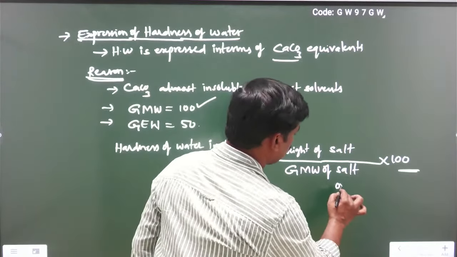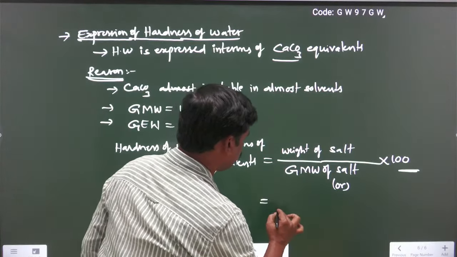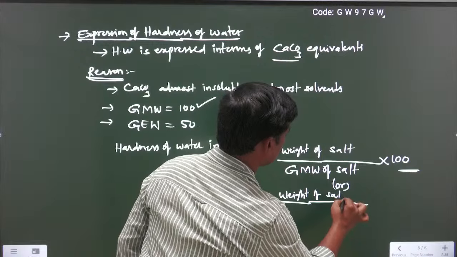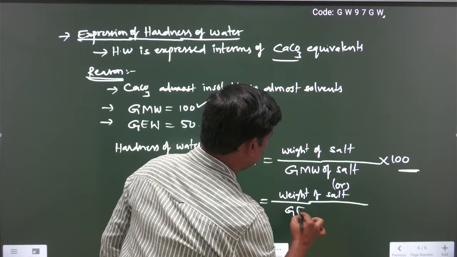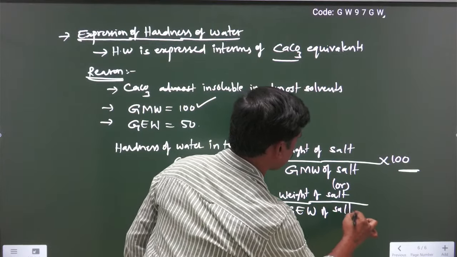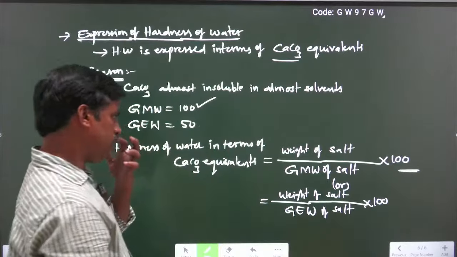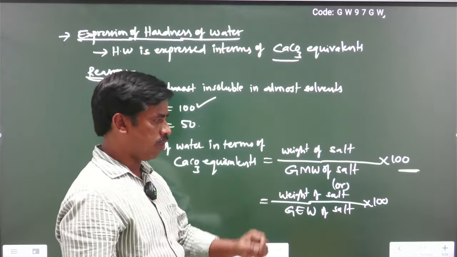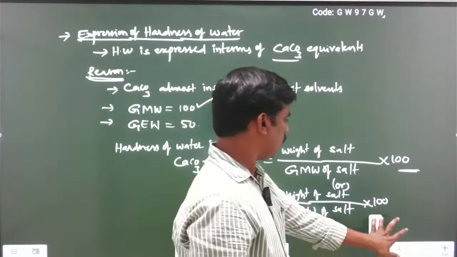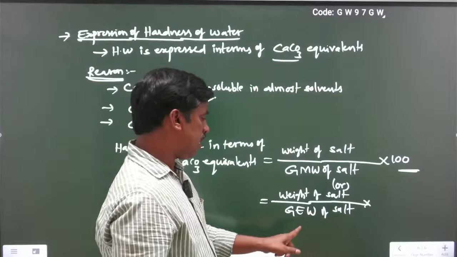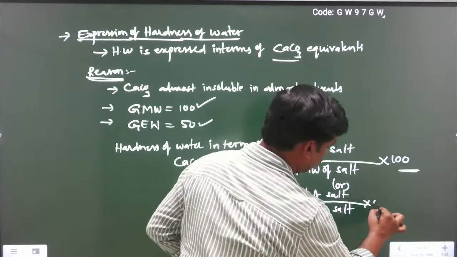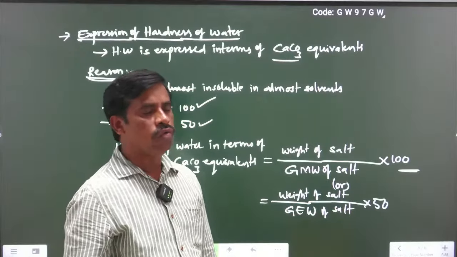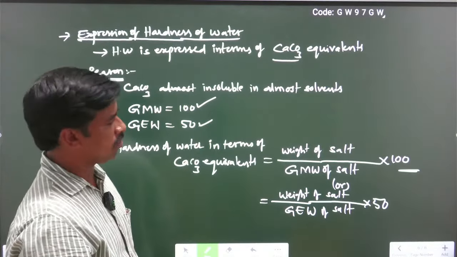Similarly, we have another formula when using gram equivalent weight: weight of salt divided by gram equivalent weight of salt into 100. Oh sorry, one small error is there. Whenever you are taking gram equivalent weight, which is 50, you multiply with 50. So it is weight of salt divided by gram equivalent weight of salt into 50.